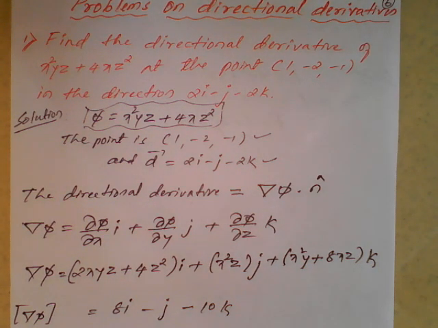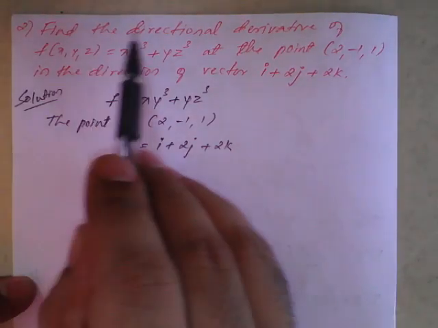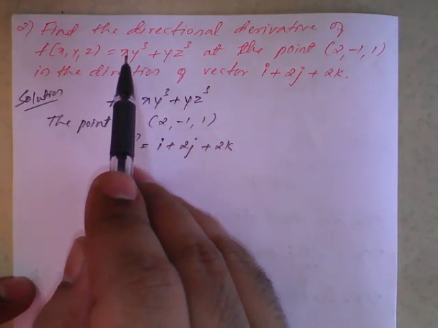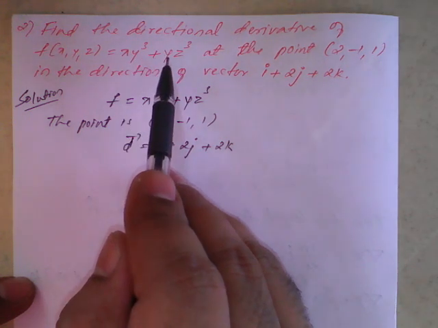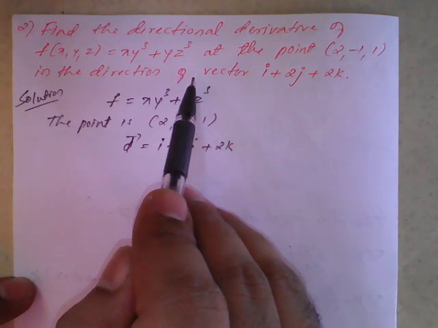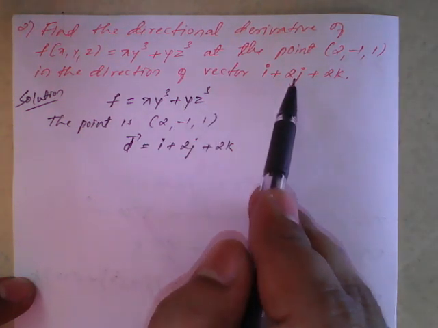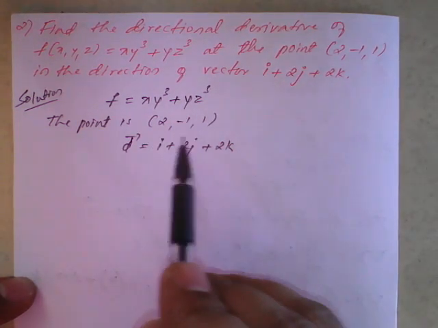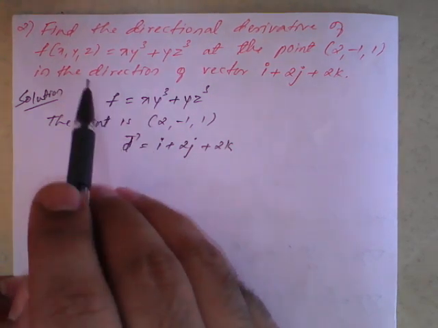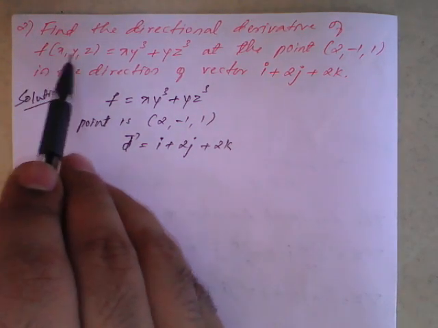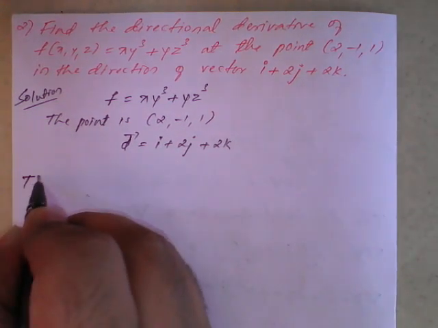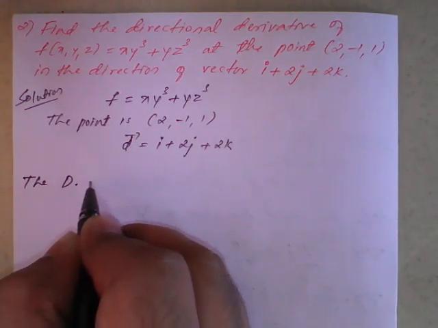So the next example is, find the directional derivative of f(x, y, z) = xy³ + yz³ at the point (2, -1, 1) in the direction of the vector i + 2j + 2k. In the same way we need to work out this example also. Here they have given f(x, y, z), this is the value of f.